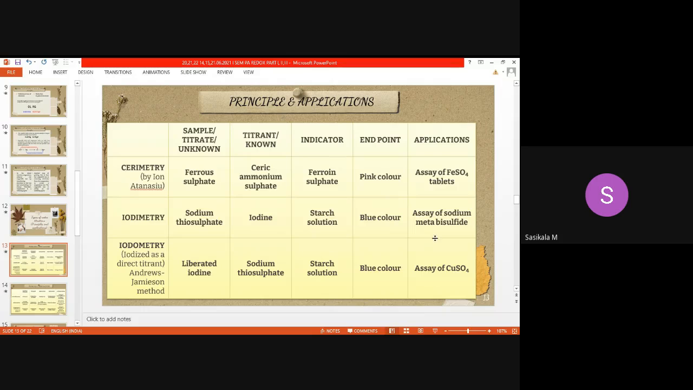Related to copper sulfate, whatever compounds you could find, drug molecules can be assayed by iodometry, and iodometry is widely used compared with iodimetry. Since iodine is more expensive, iodimetry will not be widely used like iodometry, which is the widely used technique for any drug molecule assay as per the redox method. Now we have completed 3 categories of redox methods: cerimetry, iodimetry, and iodometry.